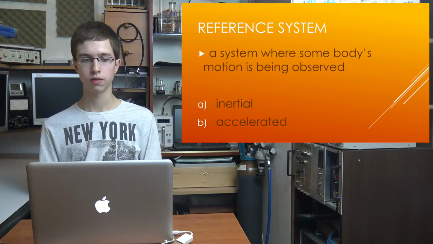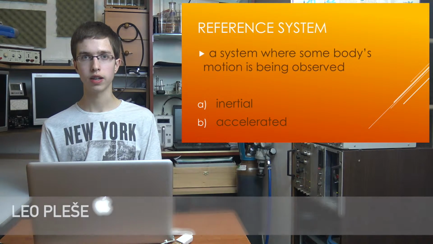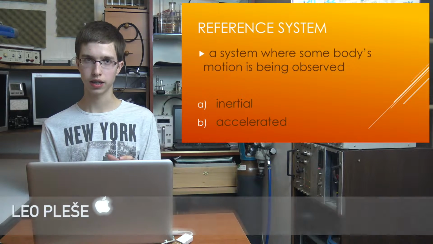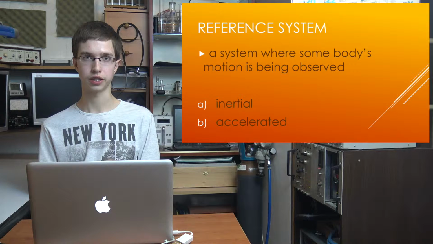Today we're going to talk about reference systems. First, what is a reference system? A reference system is a system where somebody's motion is being observed. It can be inertial or accelerated.